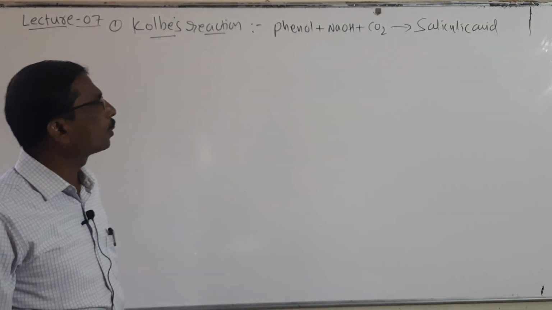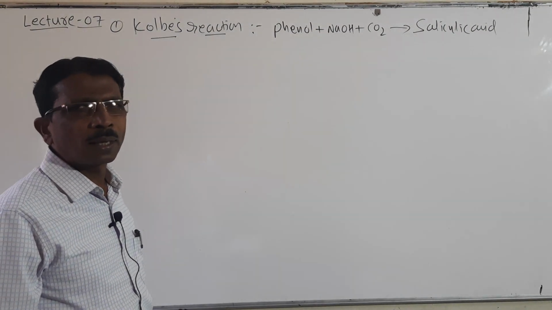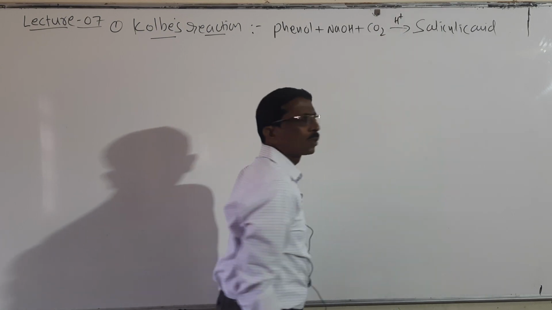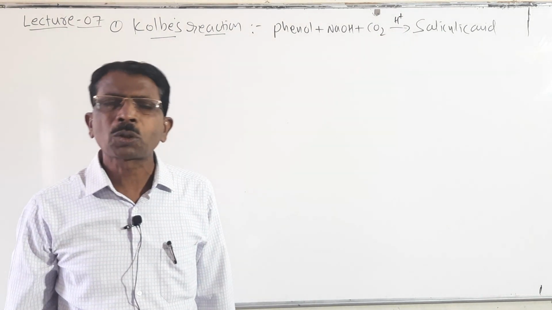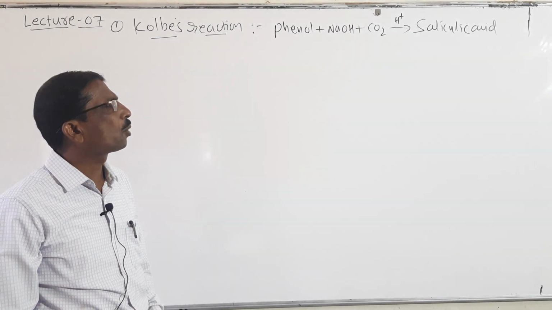Phenol is treated with sodium hydroxide, it forms sodium phenate, followed by carbon dioxide, and after acidification it gives salicylic acid. It is also called 2-hydroxybenzoic acid. So here is the first reaction.